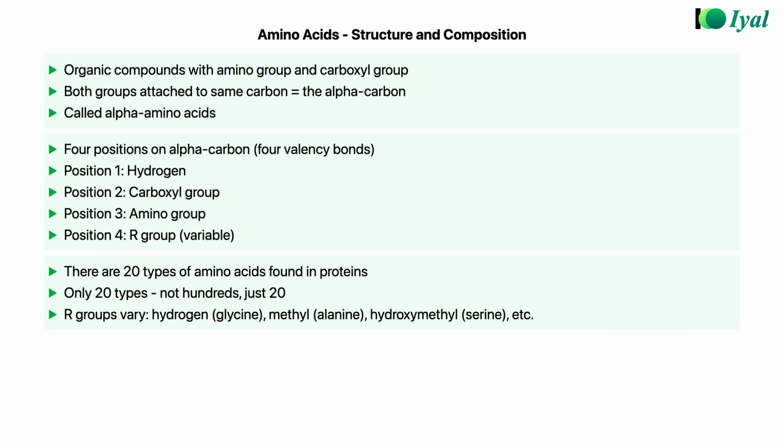Some have a hydrogen as the R group, like glycine. Others have a methyl group, like alanine. Some have a hydroxymethyl group, like serine. Each one different based on what that R group is.